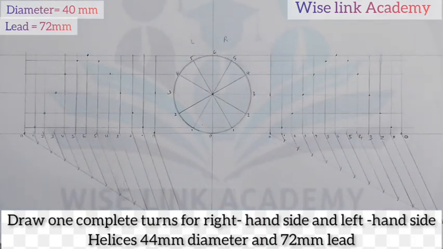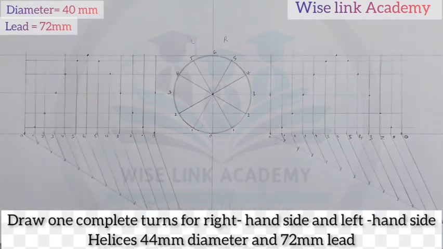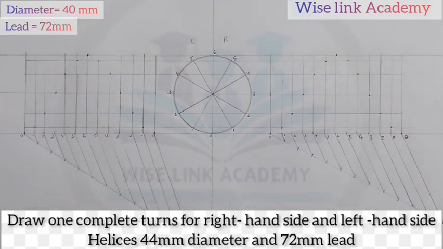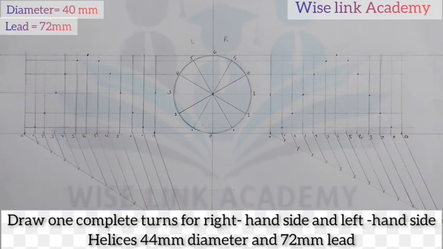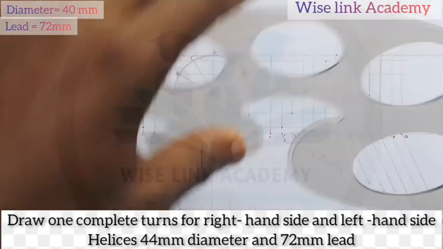So note something. This is what we call our left hand helix and right hand helix. And from here to here is called our lead, or you call it pitch. Now I'll take my French curve to connect all those points together. Let's see what we have.